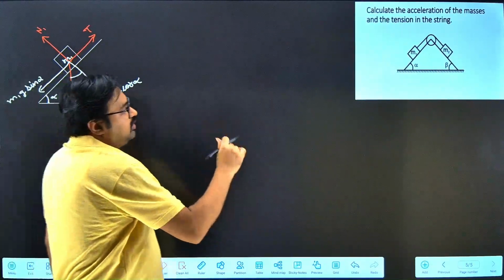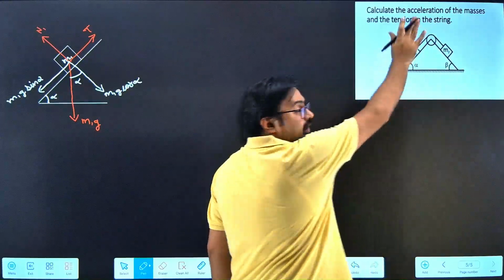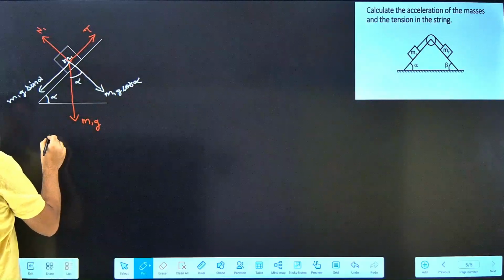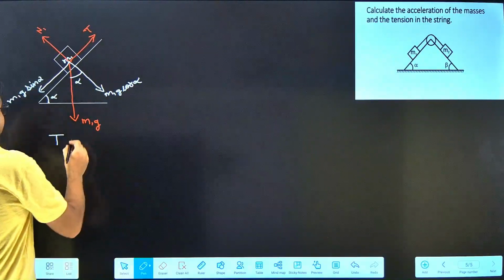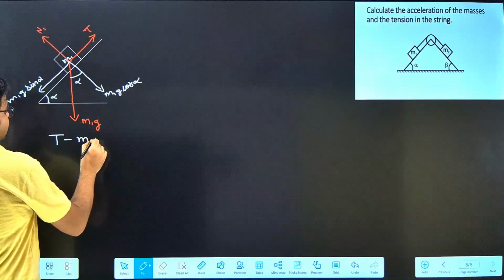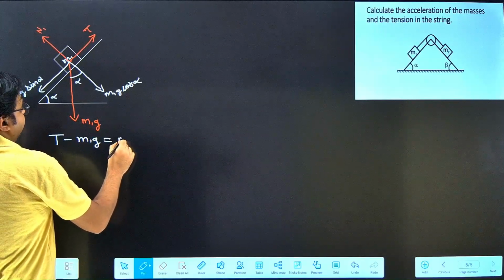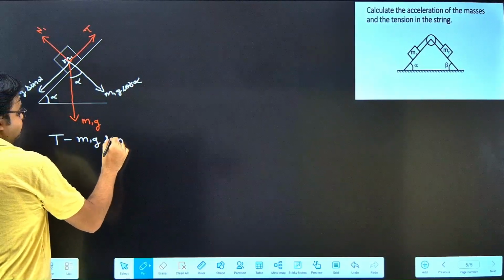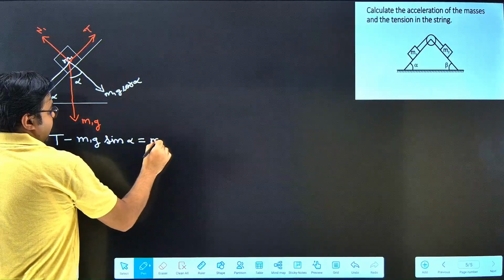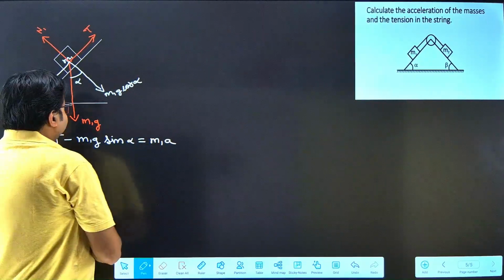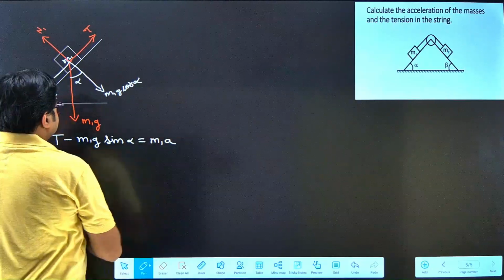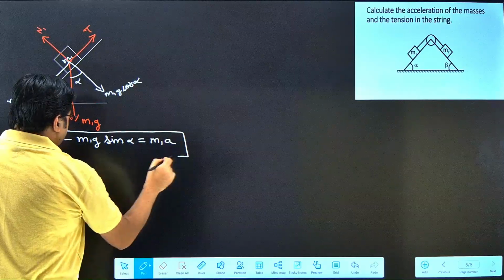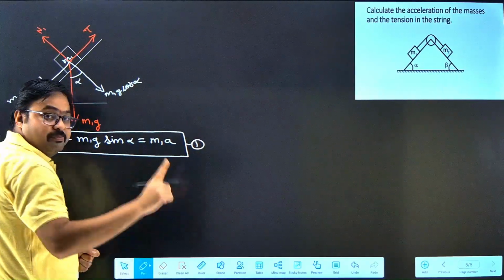I'd want to think that M2 is going down and M1 is going up. If that is the case, M1 going up would simply tell you that tension is greater. T minus M1 into G sin alpha would be equal to M1 into A, right? So this is the net force. That would be the equation 1 for the first mass.